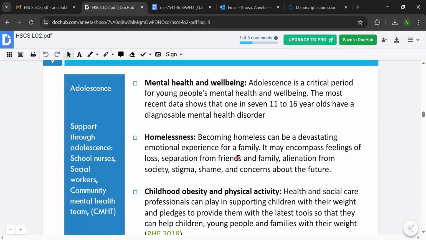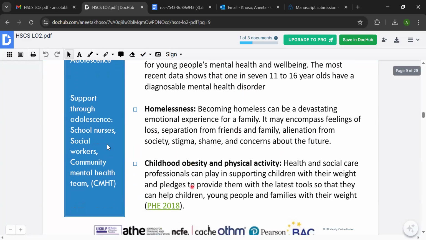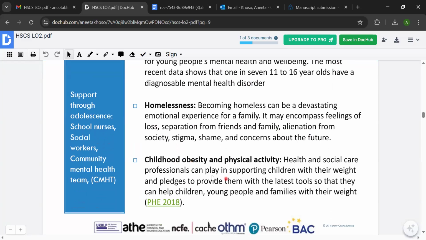You have homelessness, which is a devastating experience for a family. It can have all sorts of consequences on you. So there's support for that as well. Then childhood obesity and physical activity. There are public health teams that work on them, and they pledge to provide them with the latest tools so that they can help children, young people, and families with their weight.